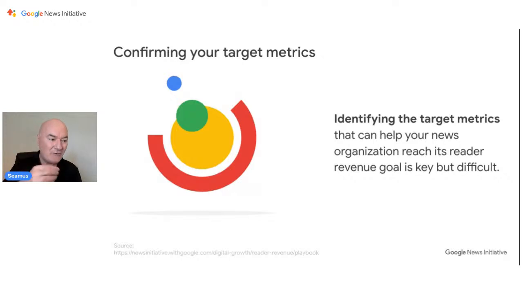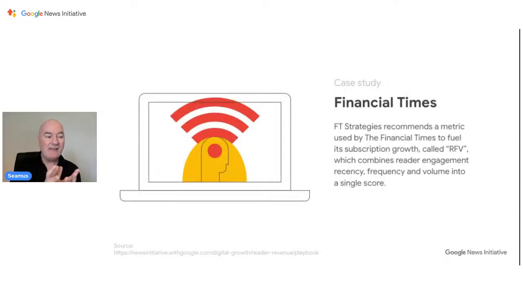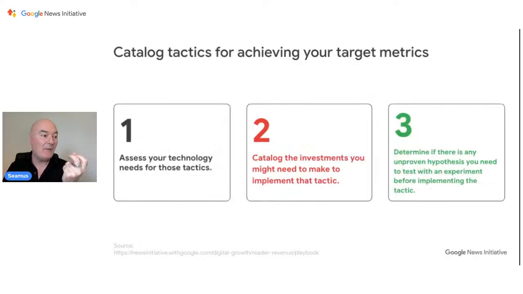So identifying those metrics that can help you, your organization. So it's very tailor-made. What's going to be key for you? It's a difficult process. It's a tricky process. No one said it was going to be easy. There are a couple of case studies, and some organizations like the Financial Times, for example, actually developed a metric of their own. It's called the RFV. And this is where we talked earlier about recency. So when did that reader last visit? The frequency, how often did they come? And the volume, how many articles did they actually read? So that's a metric, for example, that the Financial Times brought in.